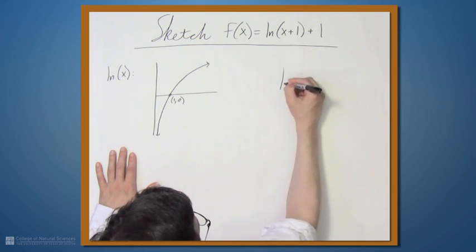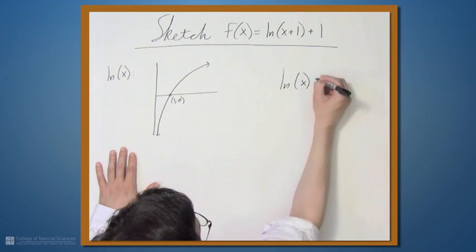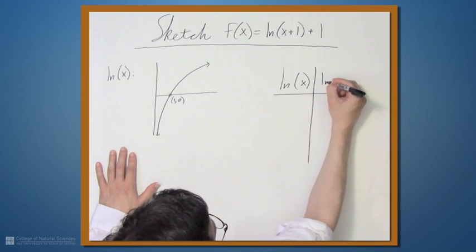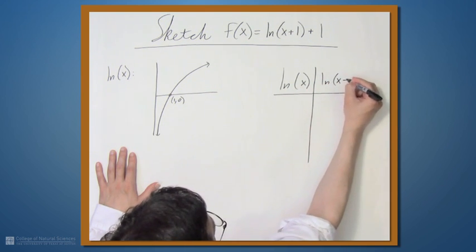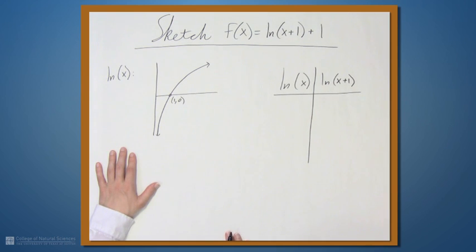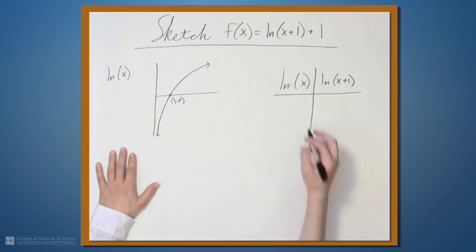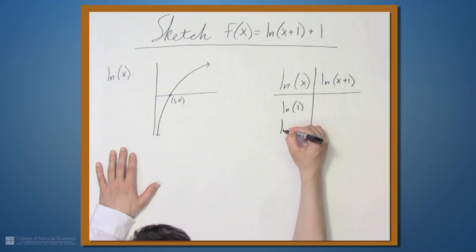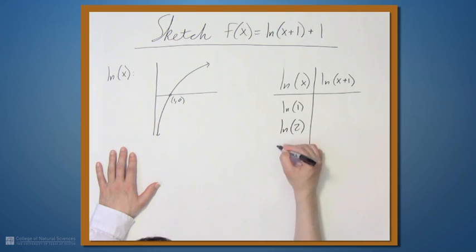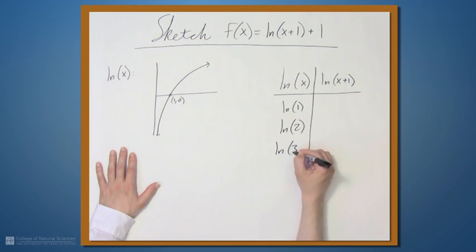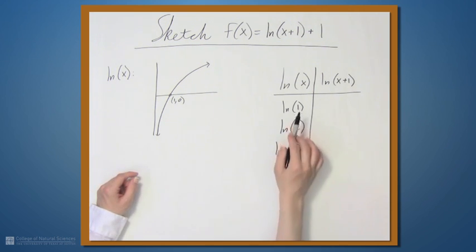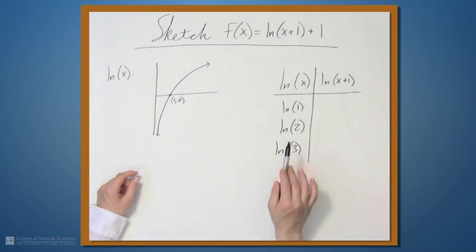We'll draw a table. You don't need to draw the table each time, but it can help. So natural log of x in the left column, natural log of x plus 1 in the right column. Let's write down three values here: natural log of 1, natural log of 2, and natural log of 3. I don't care what these are equal to right now. They're just some numbers, and they come from plugging in x equals 1, x equals 2, and x equals 3.